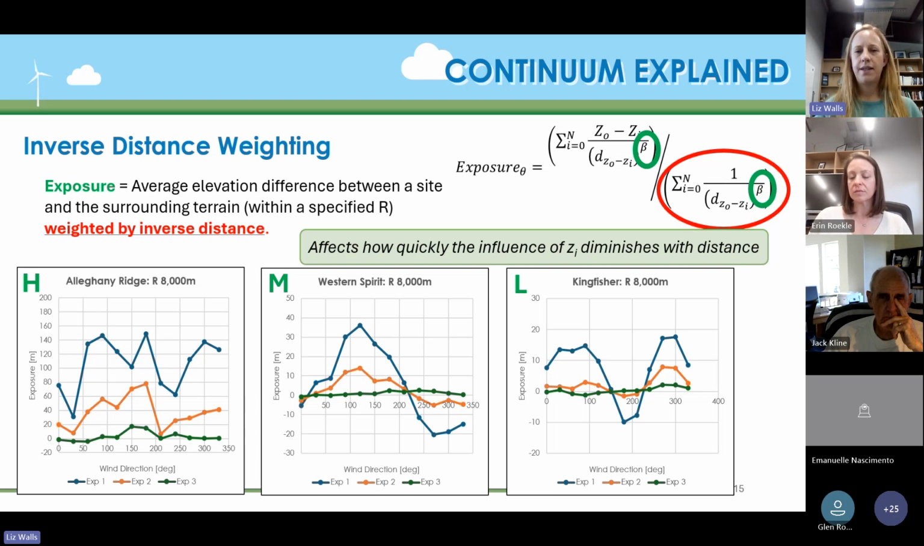And then lastly, these are the results from the low complexity site, Kingfisher, and we're seeing a similar thing. When you have an exponent of 1, it's clear the variation in the terrain exposure, the trend is a lot more pronounced and a lot more obvious. And when you increase the exponent, it becomes a lot more subtle. So that is how the inverse distance weighting affects the calculated exposure.